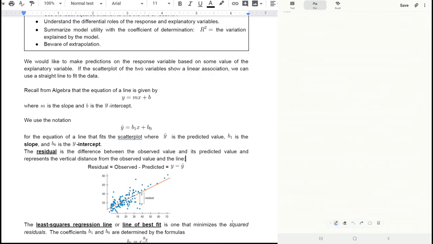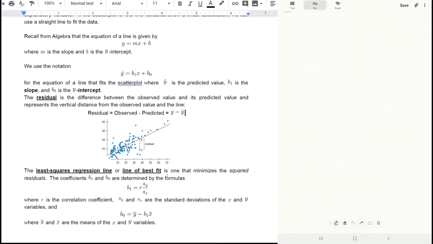Okay, so why do we want to minimize the squared residuals? Well, if we were to sum up the residuals, then they will always add up to 0. Just like when we sum up the deviations for a given data set, the sum of the deviations will always equal 0. So we're going to look at minimizing the squared residuals. Now the line that minimizes the squared residuals will have certain coefficients given by these formulas. These coefficients are calculated by using a bit of calculus.